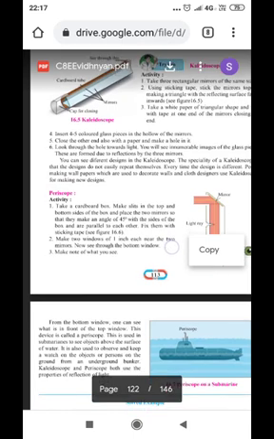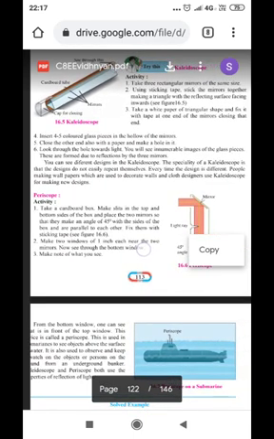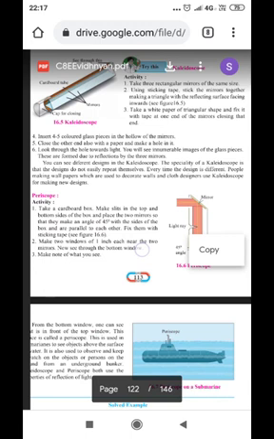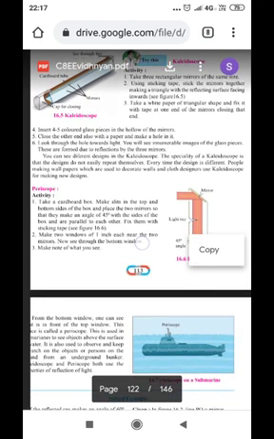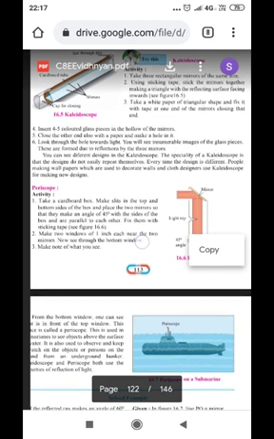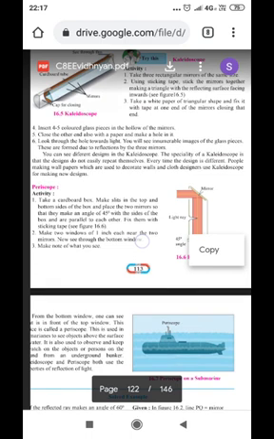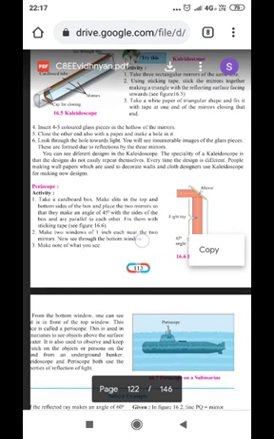Now, another activity, that is the kaleidoscope, which can be prepared with the help of mirrors. Take three rectangular mirrors of the same size. Using sticking tape, stick the mirrors together, making a triangle with the reflecting surfaces facing inwards, as seen in figure 16.5. Take a white paper triangle and fix it with tape at one end of the mirrors, closing that end.